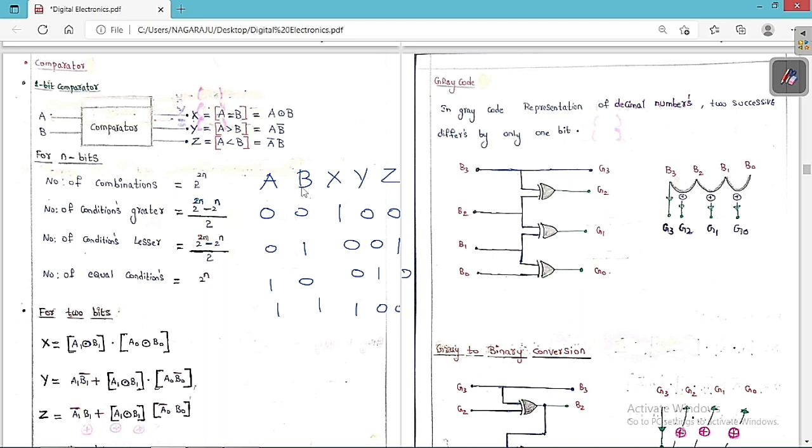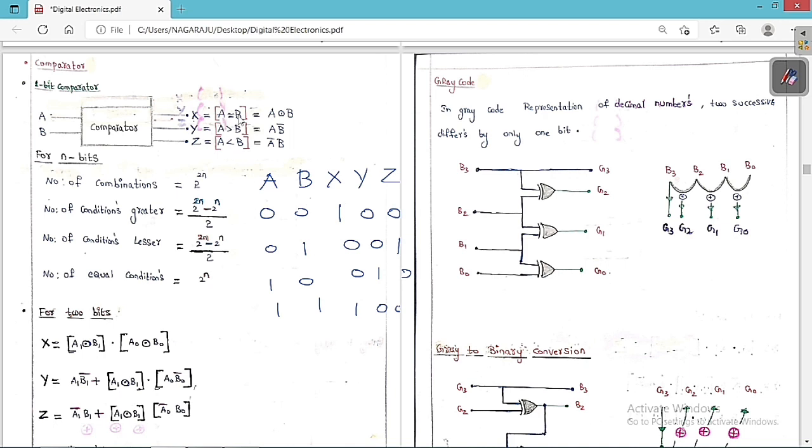So for these two inputs, each input is having n bits, so the total number of bits is 2n. The total number of combinations is 2 to the power of 2n. Out of this, the number of equal conditions is 2 to the power of n, the number of conditions greater is (2 to the power of 2n minus 2 to the power of n) by 2, and the number of conditions lesser is (2 to the power of 2n minus 2 to the power of n) by 2. So this is the point that you always have to keep in your mind.